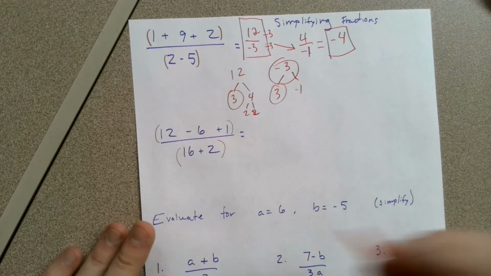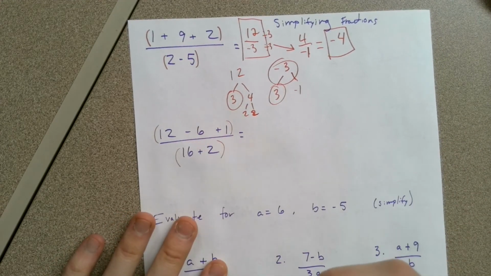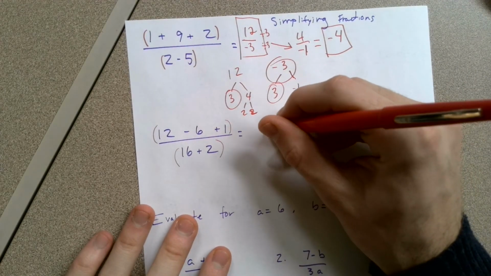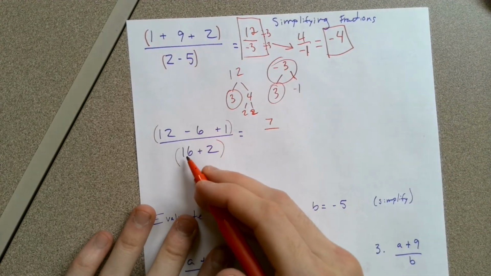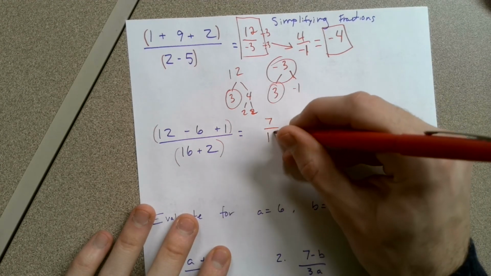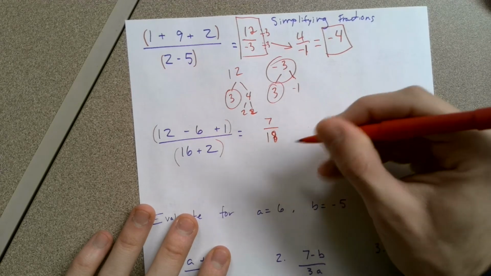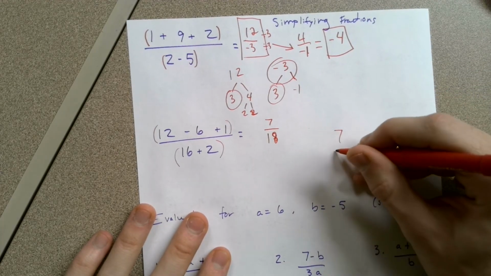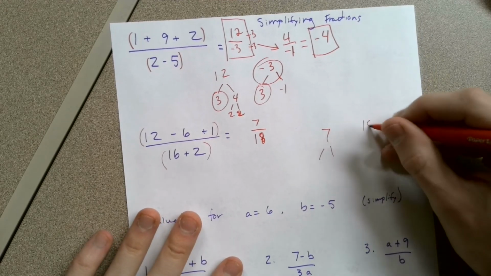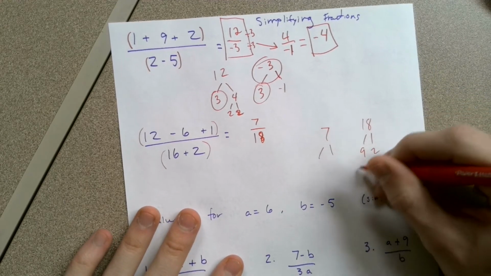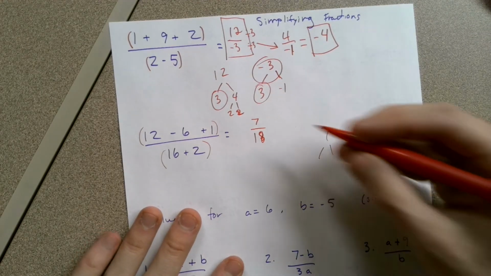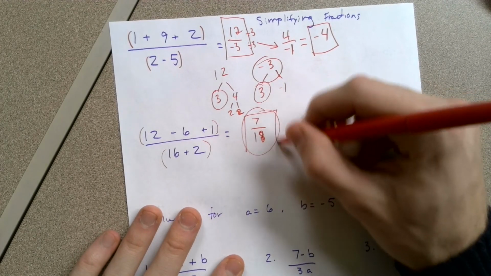One more example of that here quick. We got 12 minus 6 plus 1. 12 minus 6, I know that is 6, plus 1 is 7. 7 divided by 16 plus 2 is 18. I'm not sure if this is in the simplest form. Let's check it out. 7, that's a prime number. It can't be broken down any further. 18, we break down to 9 and 2. Break this down to 3 and 3. They have nothing in common. If they have nothing in common, that's our simplest form right there.